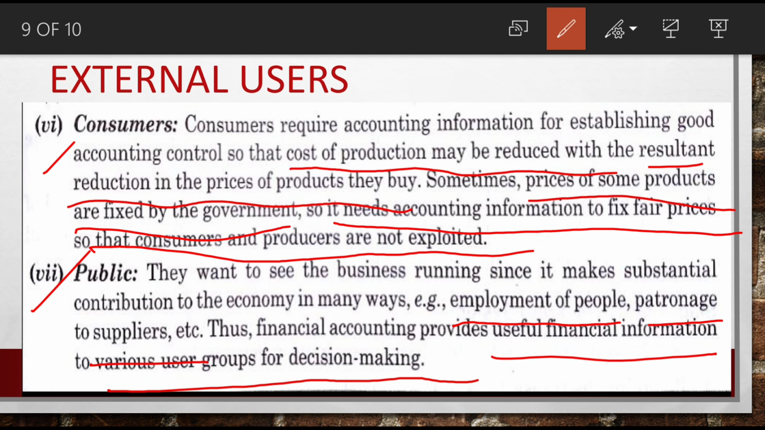So the public also want to know about the running of the business, as it makes a substantial contribution to the economy in many ways. Business is part of the environment, isn't it? So they are also contributing many things to society. If the business is developing, then only can it provide employment opportunities to people and better dealings with the suppliers. They will get this information from these types of accounting statements.